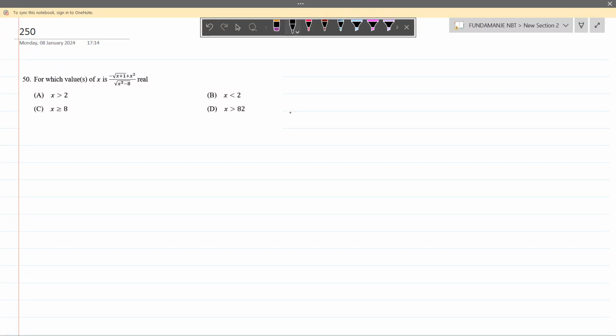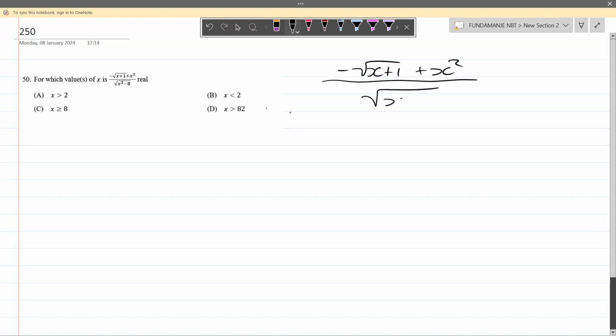Question 250 says, for which values of x is the following expression real? So the following expression, as we can see, is the square root of minus x plus 1 plus x squared, all over x cubed minus 8.